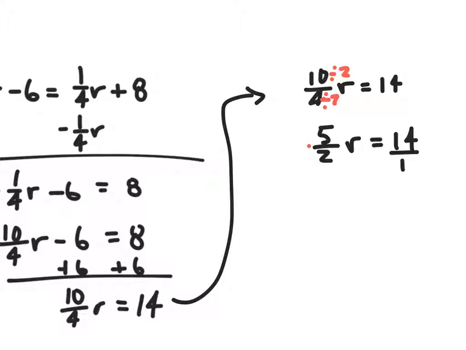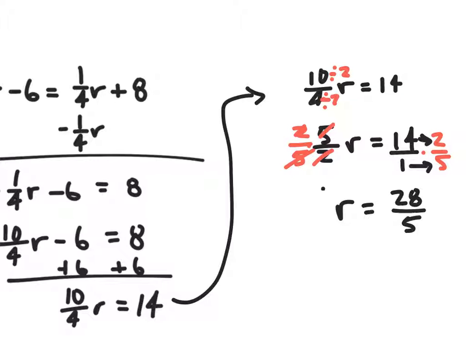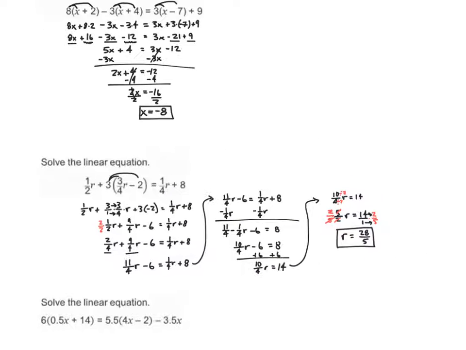Now I'm going to multiply both sides by 2/5, the reciprocal. So 5 divided by 5 is 1, 2 divided by 2 is 1. So we're just left with r on the left side. So I've got 14 times 2, which is 28, over 1 times 5, which is 5. So my answer for r is 28/5, and that's what we get. Quite a bit of work to get there. These problems are going to be pretty involved, but it's important that we can go through all of these steps to arrive at our answer.